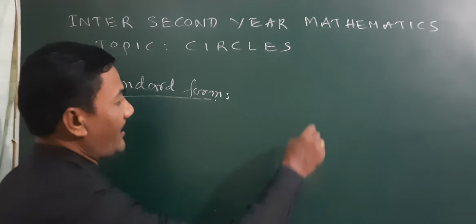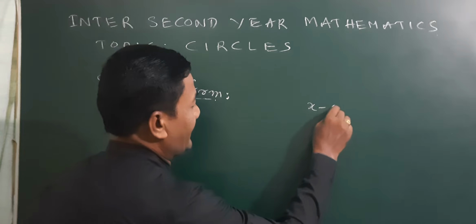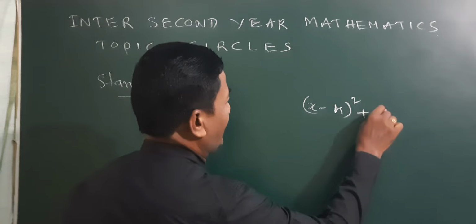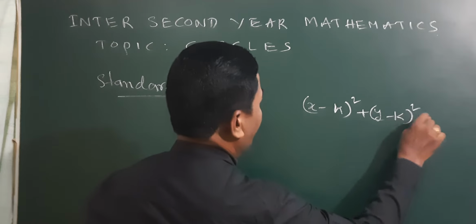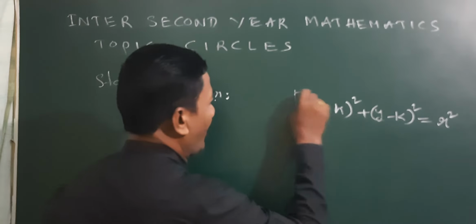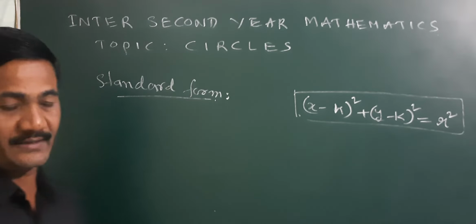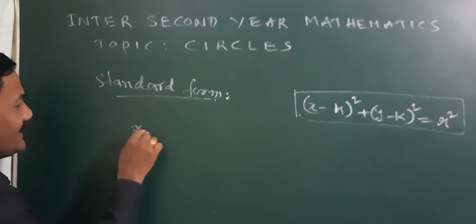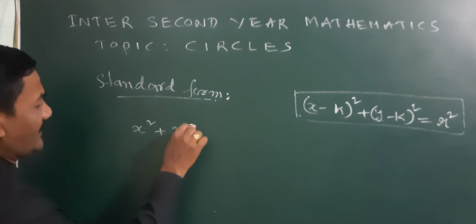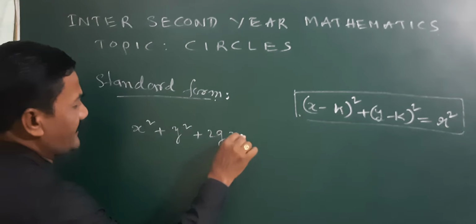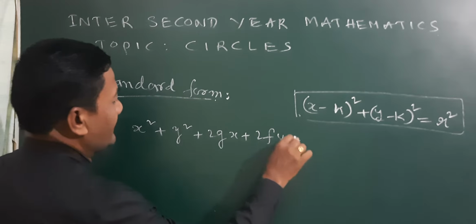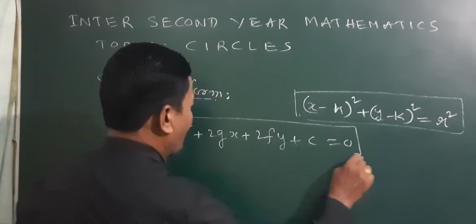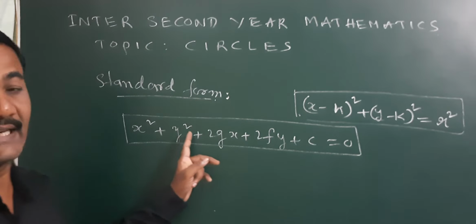In the previous video we already discussed that (x minus h) whole square plus (y minus k) whole square is equal to r square is one of the standard forms of the equation of the circle. Another important standard form is x square plus y square plus 2gx plus 2fy plus c is equal to 0. This is called the second standard form of the circle equation.